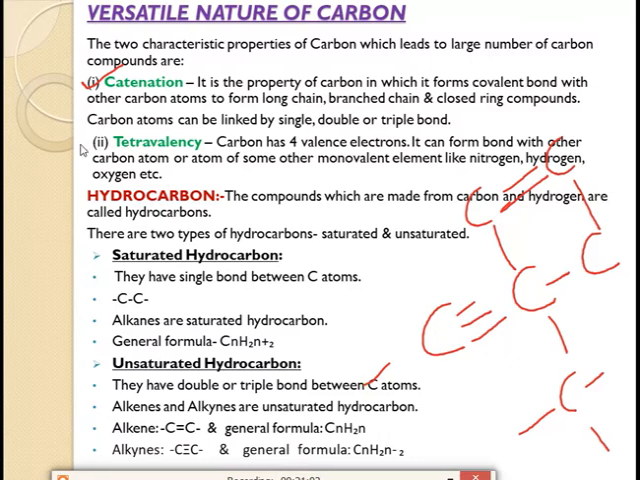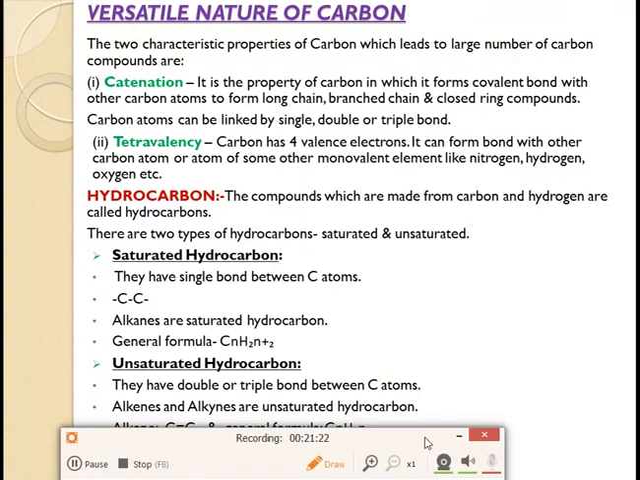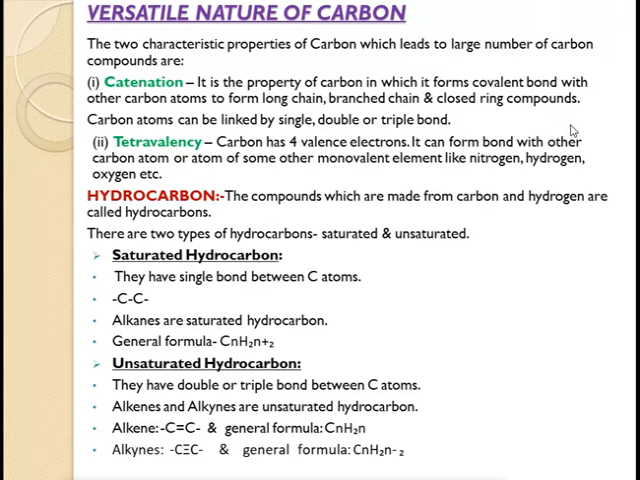The next property is tetravalency. About tetravalency I have already told you, tetra means 4. So carbon has 4 valency. Its atomic number is 6, electronic configuration 2, 4, with 4 electrons in the outermost shell. So how many valency will it have? It will have 4 valency. It cannot lose or gain electrons. It cannot lose 4 electrons or gain 4 electrons. So what will it do? It will share the electrons with other carbon atoms or with other atoms like nitrogen, hydrogen, oxygen, etc. So these were the 2 properties of carbon because of which it is different from other atoms.